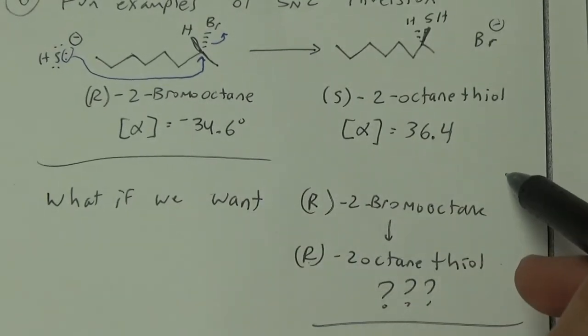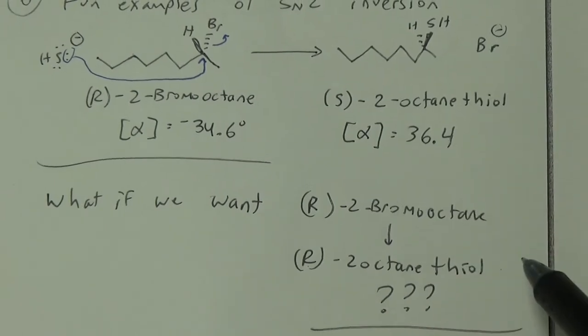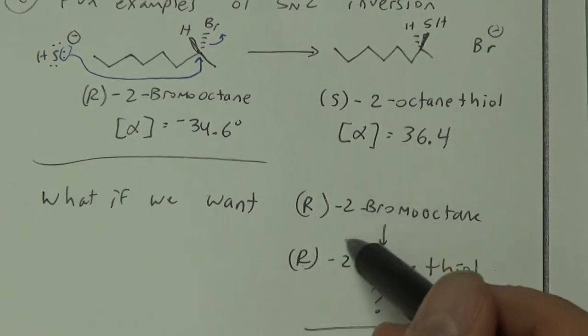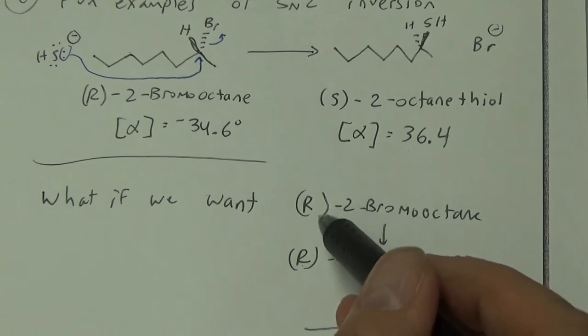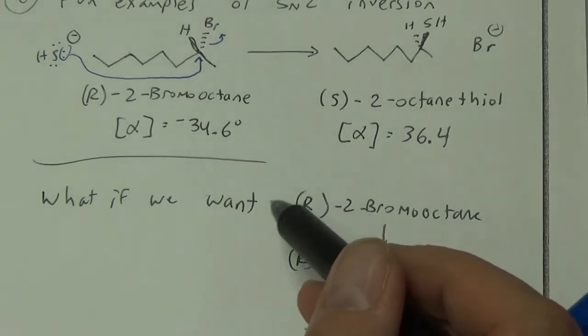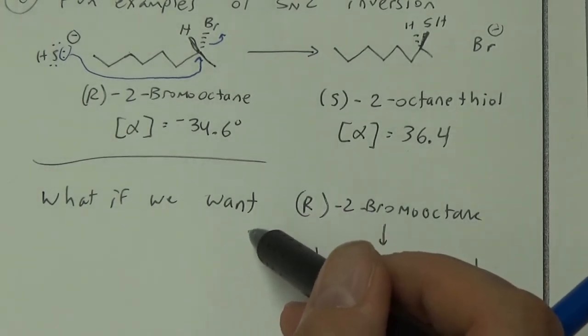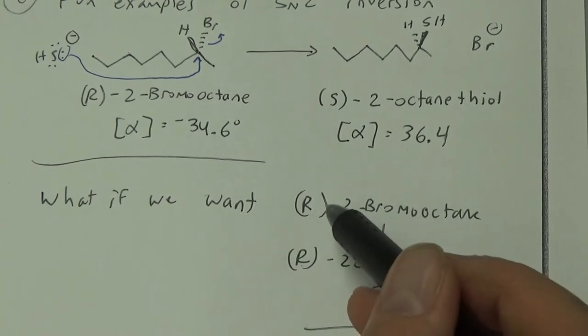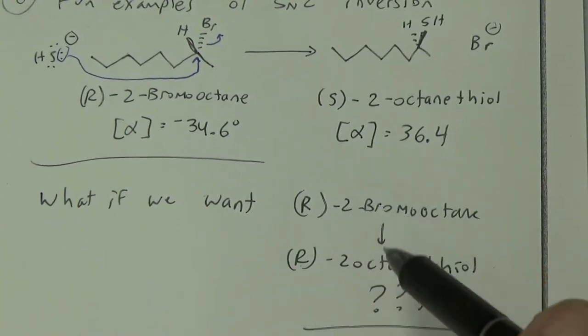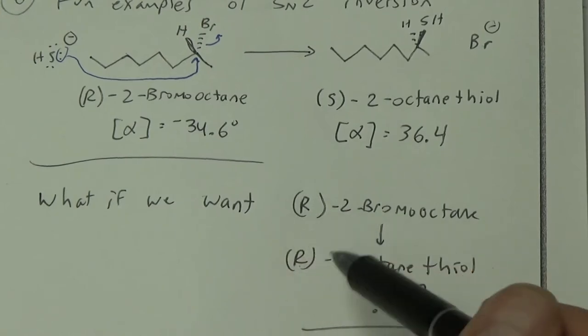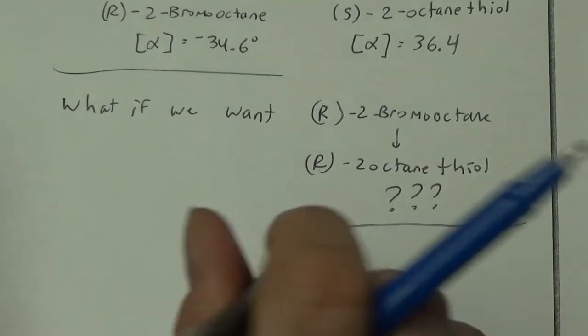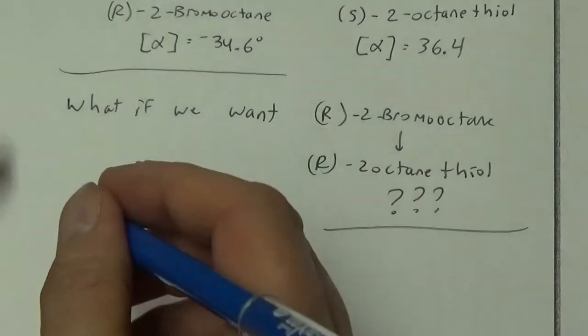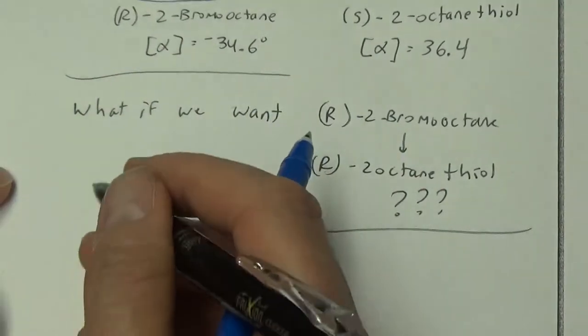And there's a pretty cool way you can do it, and we call it a double inversion. So you invert R to S, with a different leaving group, and then S to R. It's a double inversion. You invert and you invert, and you go from R to S to R. That's the way we do it. All right, so how would you accomplish that? You can do this.